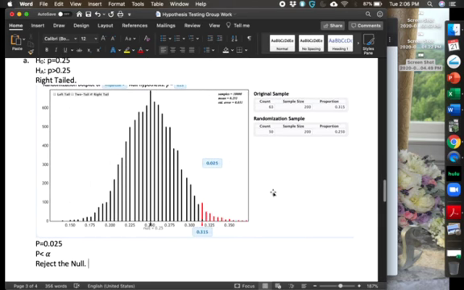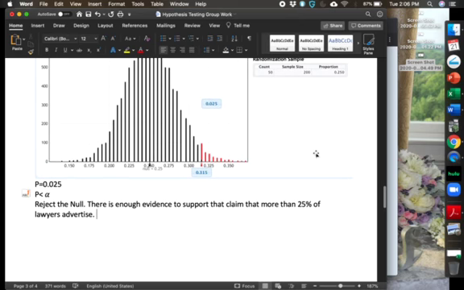What we're saying is, what is the probability that if my null hypothesis is true, we had a sample that was this extreme or more extreme? The probability that that occurred was only 2.5%, so that's an unlikely result. So what we're doing is rejecting the null hypothesis. There is enough evidence to support the claim that more than 25% of lawyers advertise. That's all. We're using p to make our decision.